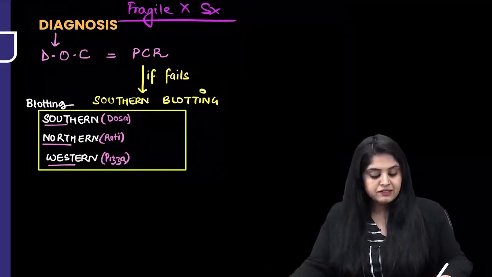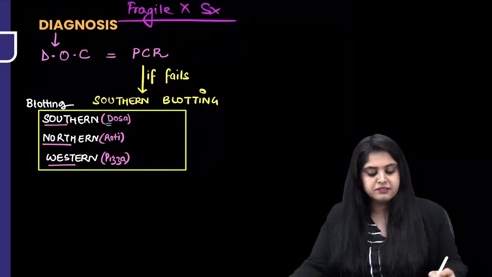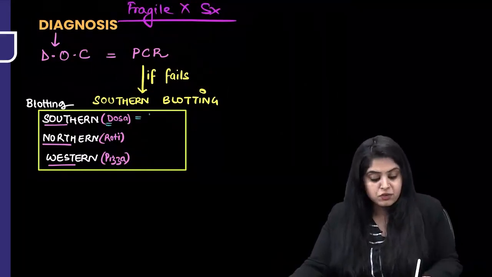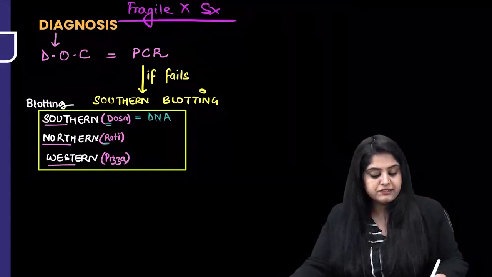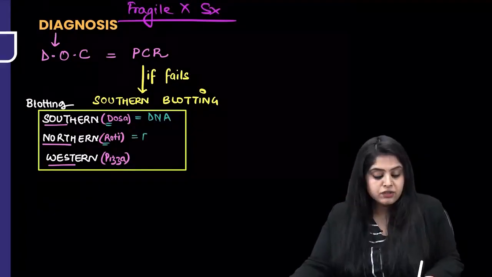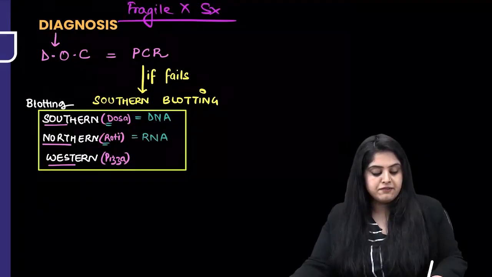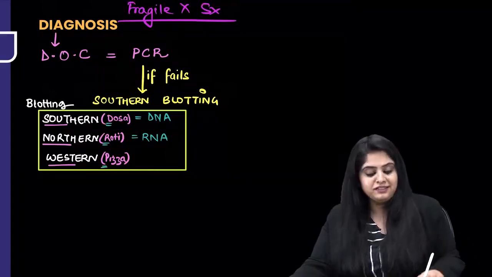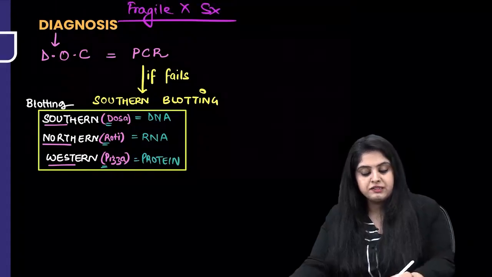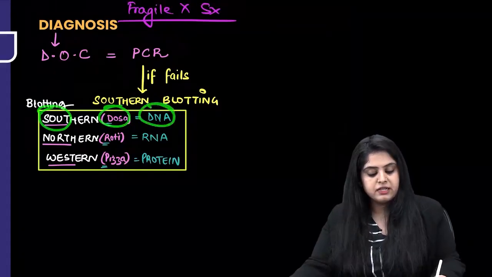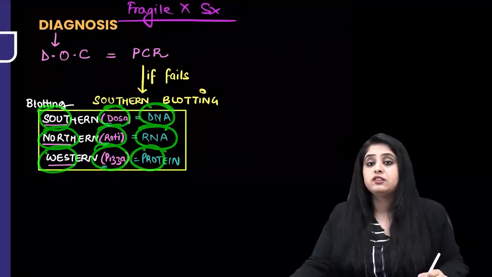Remember the roti, dosa, pizza mnemonic. When there is Southern blotting, what do they eat in the South? Dosa is very famous, very tasty also. That is DNA detection. In the North, what we usually eat is roti, so that is going to be RNA detection. And in the West, the even tastier pizza. This means there is going to be protein detection. So please remember, South dosa, DNA detection. North roti, RNA detection. West pizza, protein detection.